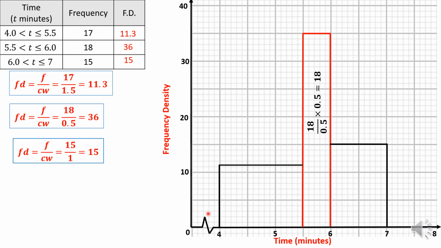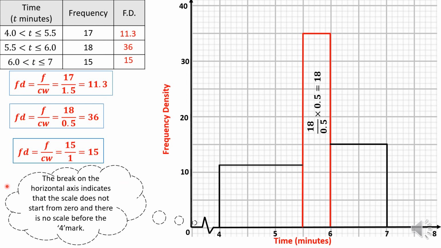All right, and it's very important that you also see how my frequency density scale is. All right, so I decided 1 block to represent 1 unit. Okay, and 11.3 is about somewhere in that area there, in that region that you can see. Now, something also that's worth mentioning is that this little break that you see here, it indicates the scale does not start from 0. Obviously, as you can see, the data starts from 4 to 7, so it cannot start from 0. So that break is indicating you, okay, there's no scale before this 4 mark here.